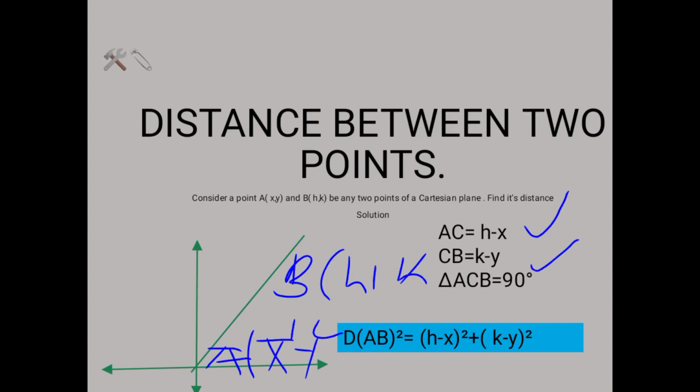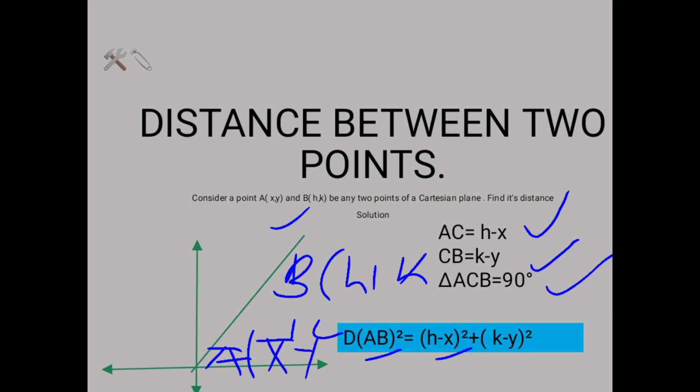And the triangle A, C, and B is 90 degrees. So whenever you see a right angle triangle, you recall the Pythagoras theorem. That is, a squared plus b squared is equal to c squared. The same case we do here. That is, distance AB squared is equal to h minus x squared plus k minus y squared.